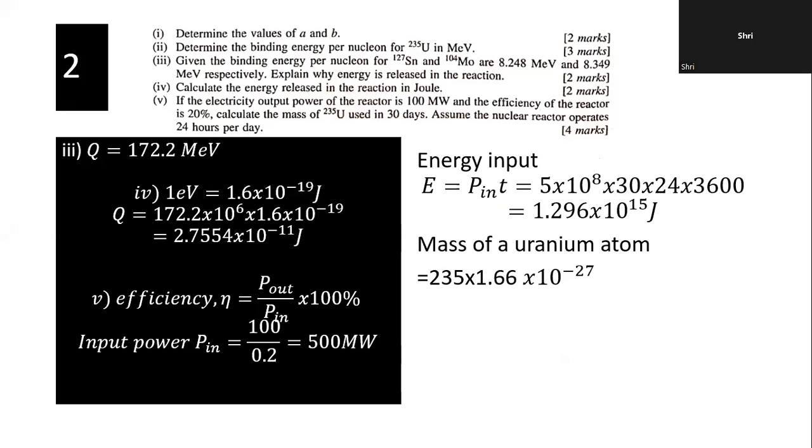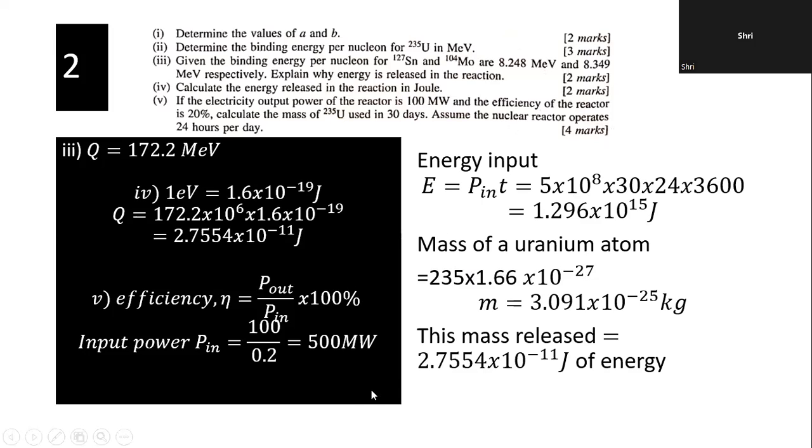Mass of uranium atom, 235. Change it to kilogram, that's 1.66 times 10 to the power minus 27. Or you can use the other method I taught you using the number of moles. Here I consider one atom at this mass, atomic mass unit, which is the average mass of neutron and proton. Multiply out, get kilogram. So this mass is released as that amount of energy.